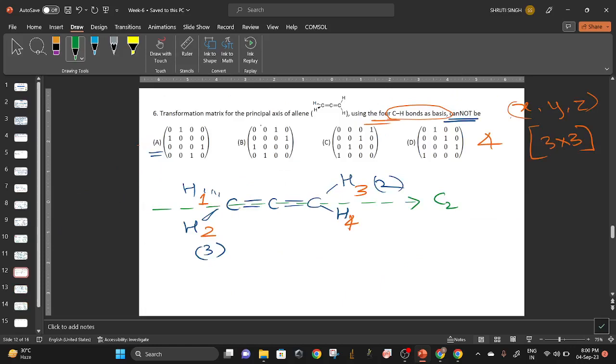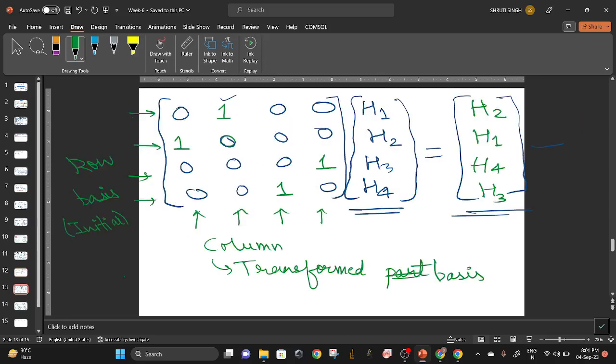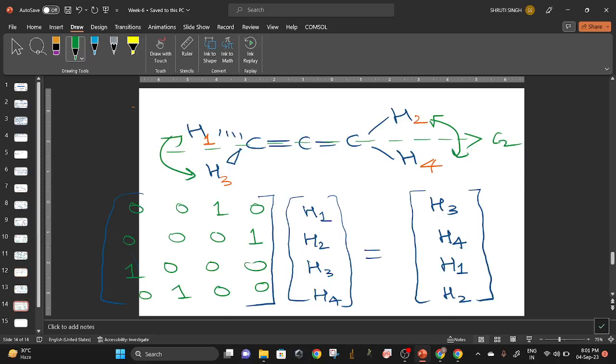This is the second option. Yes, the second option is there. So is this matrix a possible matrix? Yes, that is possible because we changed the basis numbers and we got this matrix.